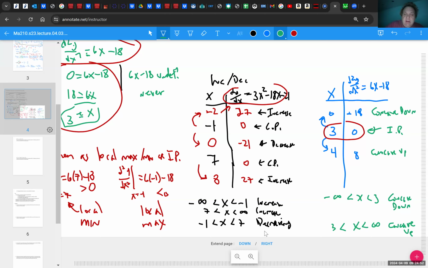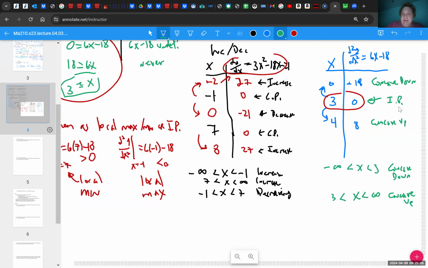Okay, so I will show you the way to do this very briefly. If you didn't want to classify, some people don't bother classifying whether they're local max or local min. And so it's a little bit different, but it's basically the same thing.